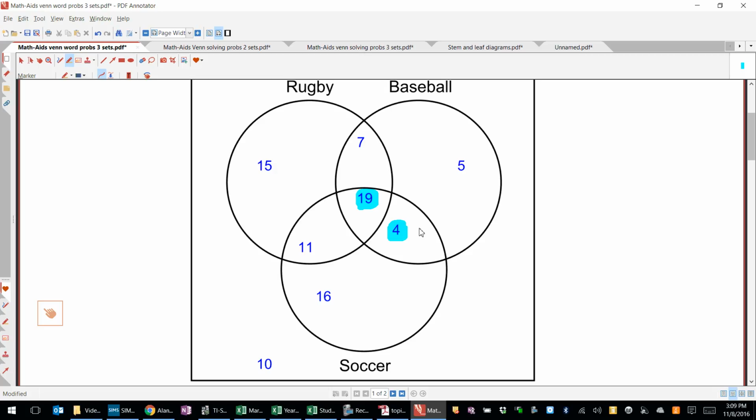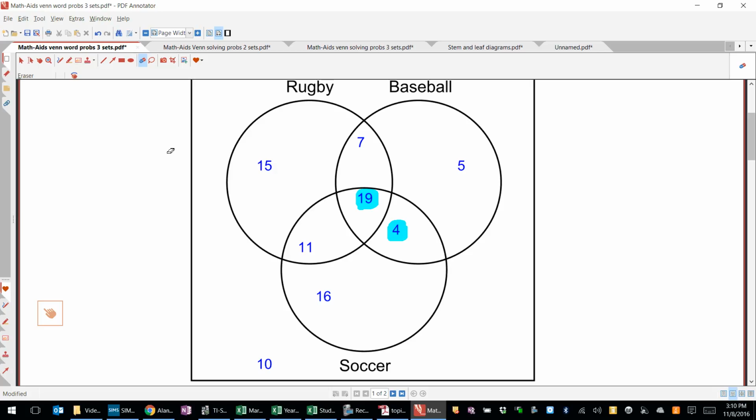Again, like before, baseball and soccer, we ignore the rugby circle even exists. But 19 and 4 is not 23. This might have to be us. Okay. Oh, I see them. Okay, you're right. We were 4. Ladies, I'm finding it difficult.